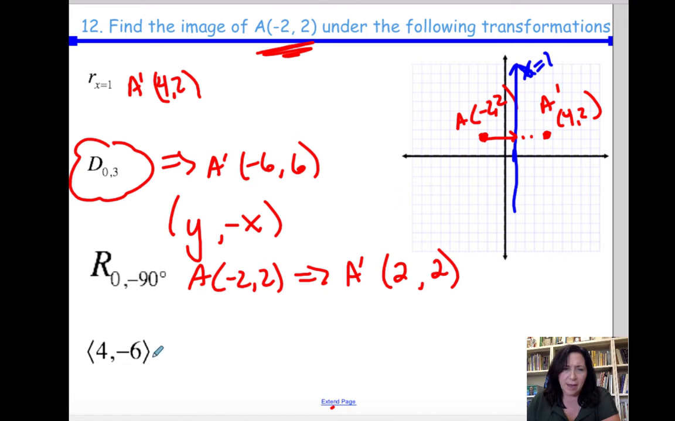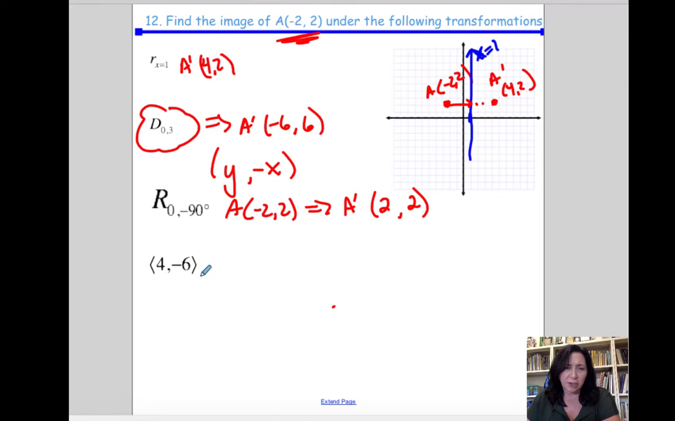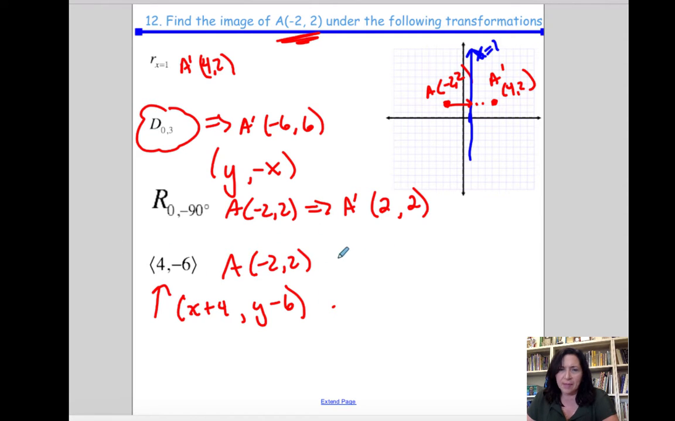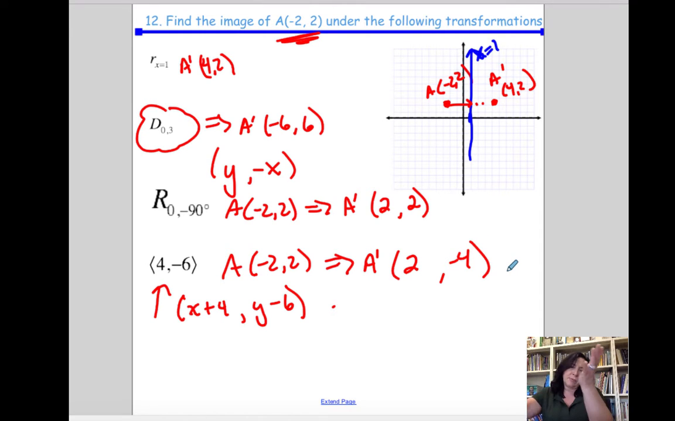And then lastly, we have this right here. It's a vector. And what this is saying to me is this. It's telling me my translation is x plus 4, comma, y minus 6. Okay? So that means that I take my point A, negative 2, comma 2, and that point is going to change to A prime, which is now going to be add 4, so negative 2 plus 4, which is 2, and 2 minus 6, which is negative 4. So that's my vector translation. Basically it's just moving it to another spot.